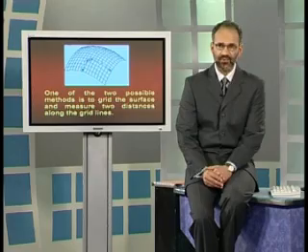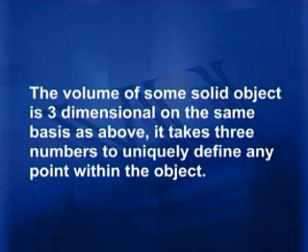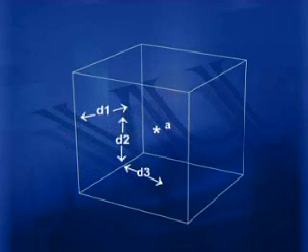Let's call them D1 and D2, and these 2 would be enough to tell where the point A would be lying. The volume of some solid object is 3-dimensional on the same basis as we have seen in the last example, where we required 2 numbers. Now, it takes 3 numbers to uniquely define any point within an object when it is a 3-dimensional object. Those 3 values would be given as the distances along the 3 axes.